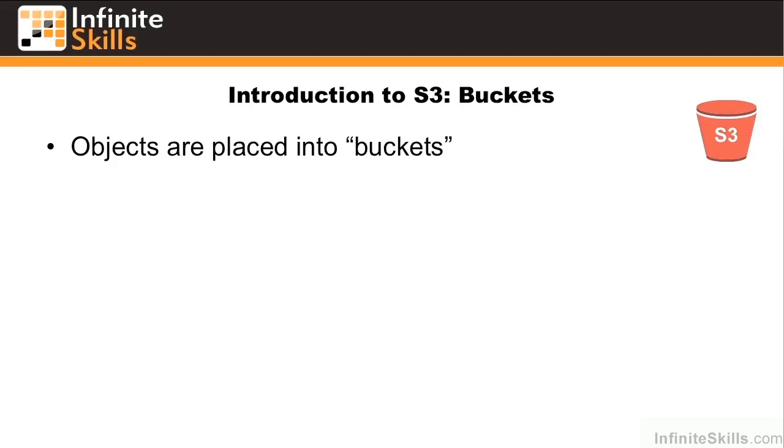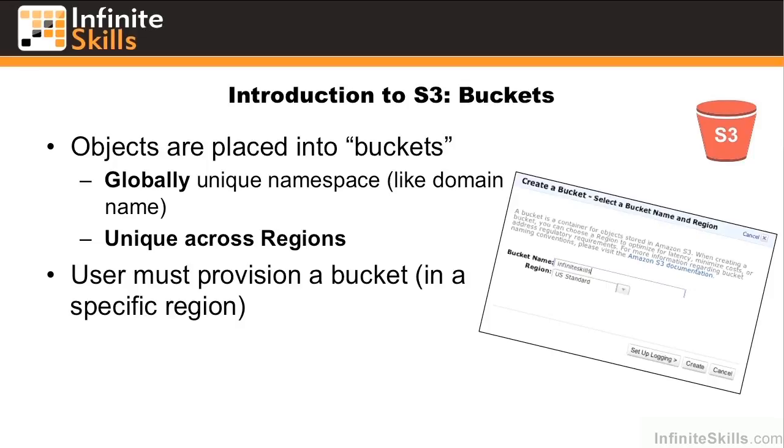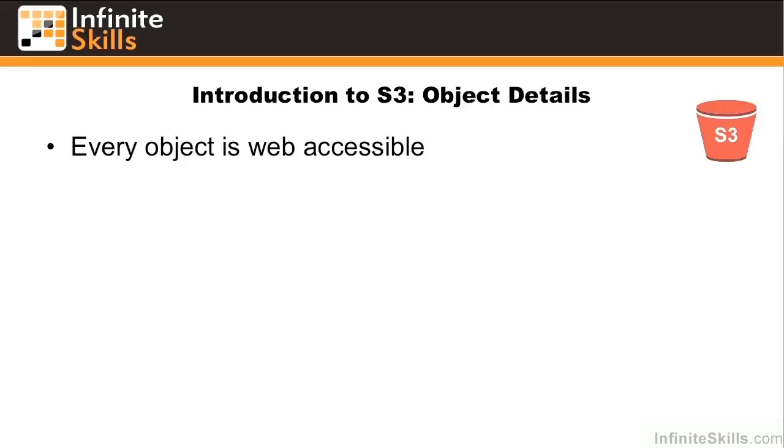A user has to provision a bucket before they can put objects into it. Buckets are globally unique namespaces. Think like domain names. They're unique across regions. A user has to first provision a bucket in a specific region, and then they can add objects into the bucket. Every object inside of S3 is web accessible, to the owner only by default. Of course, the owner can open up permissions so that the entire web can see it as well.